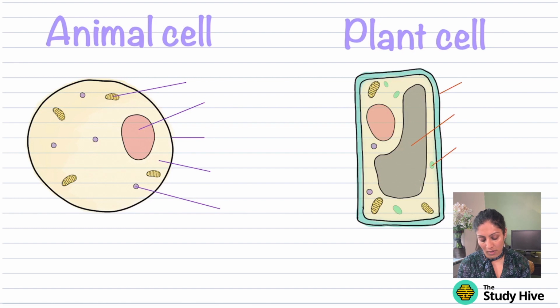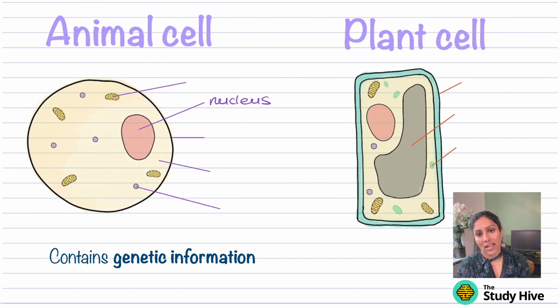So the first one I'll start off with in the animal cell is the nucleus. So the nucleus is where all the genetic information is. So things like the chromosomes, which are made up of DNA, are all found within that nucleus. And you can see that both the animal and the plant cell have this.